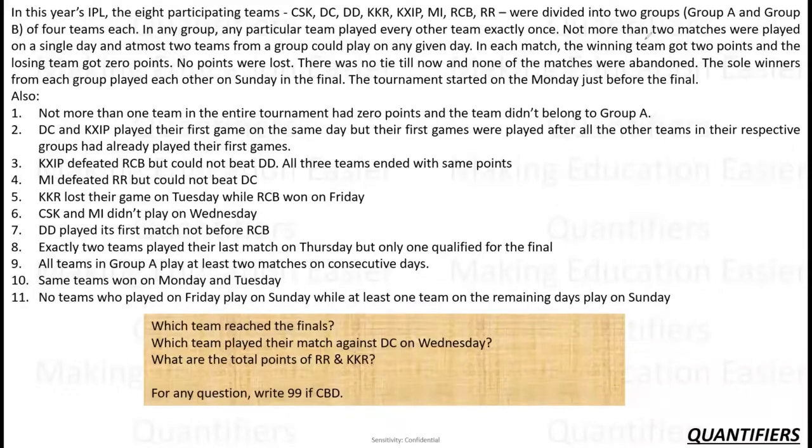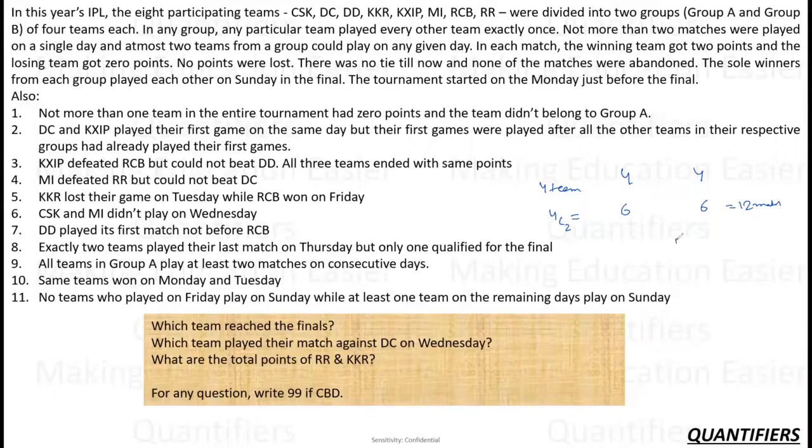What we are given is that no more than 2 matches were played on a single day. So there are four teams, right? And each team has to play every other team once. So how many matches are there? Four teams, four C two, 6 matches here and 6 matches here. There are 12 matches in totality, and they have to be played from Monday through Saturday, right?